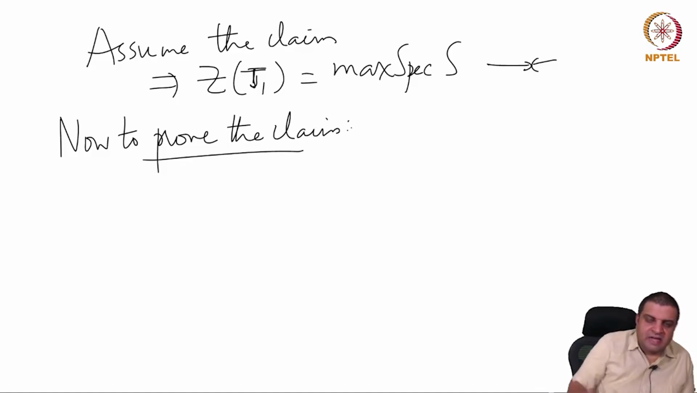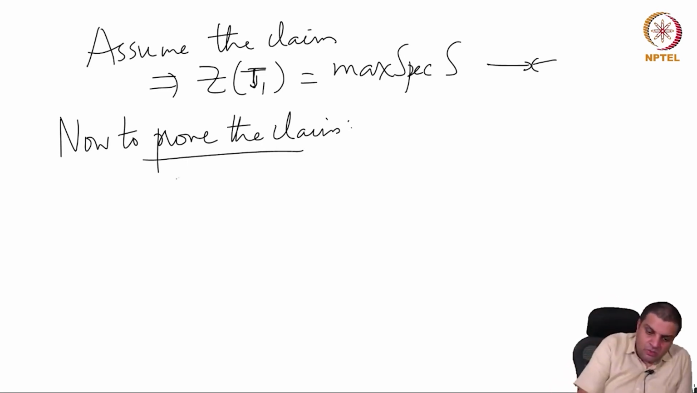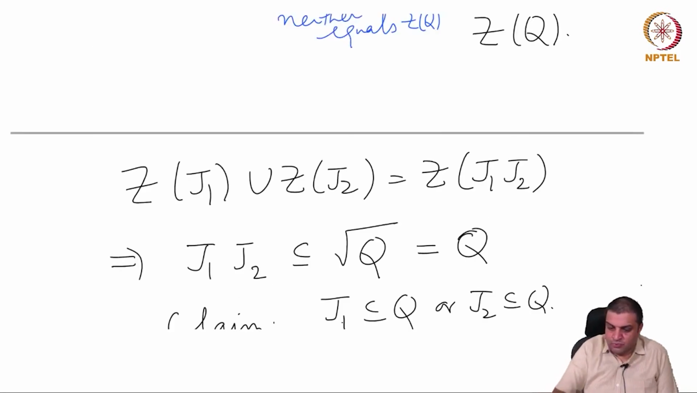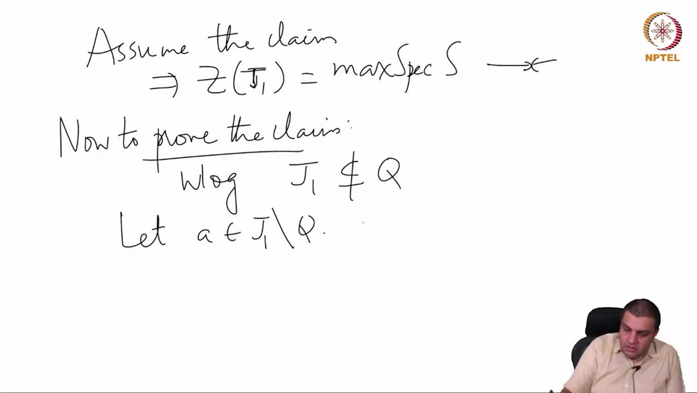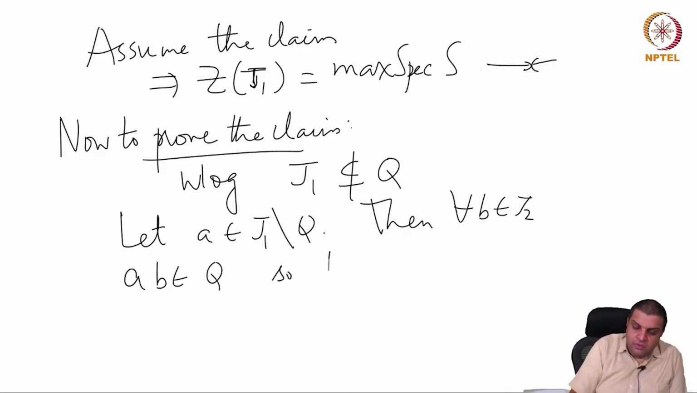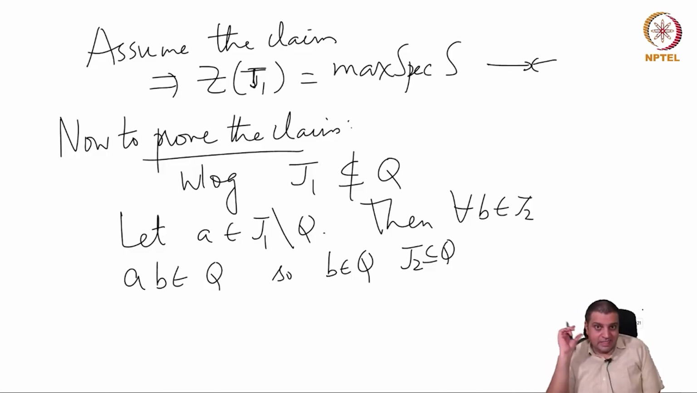Now to prove the claim, this is just a general fact. If a product of ideals is inside a prime ideal, then one of the ideals is in it. Without loss of generality, we may assume that J1 is not inside Q, because if J1 is inside Q, then there is nothing to prove. So let A be inside J1 but not in Q. Then for all B inside J2, AB is inside Q, so B is inside Q, which implies that J2 is inside Q.